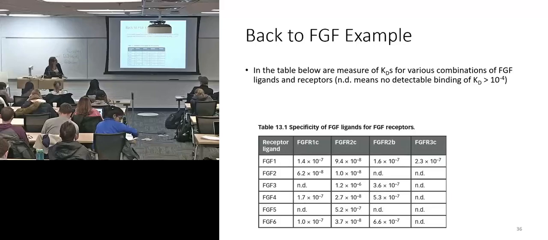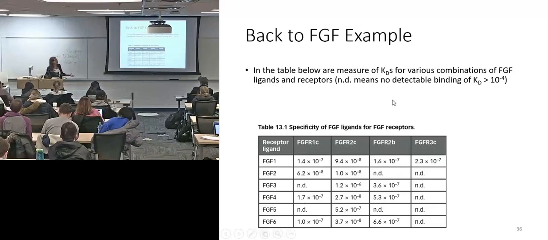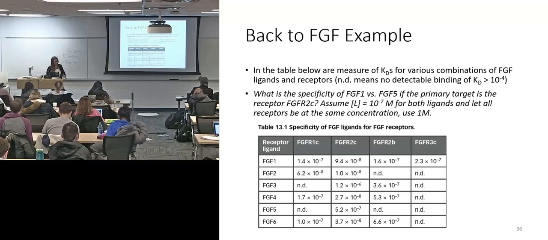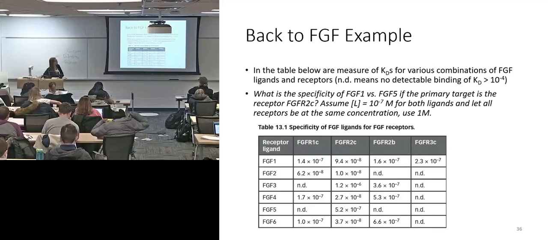All right. In the table below, we already saw this table. Here it is again. We have measured dissociation constants for various combinations of FGF ligands and their receptors. ND means not detectable, and we're going to let KD be equal to 10 to the negative fourth. Okay? So the question is, what is the specificity of FGF1 versus FGF5 if the primary target is receptor FGFR2C?